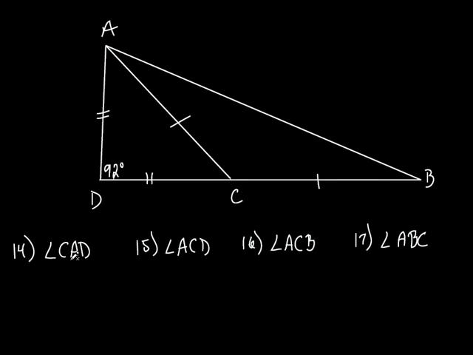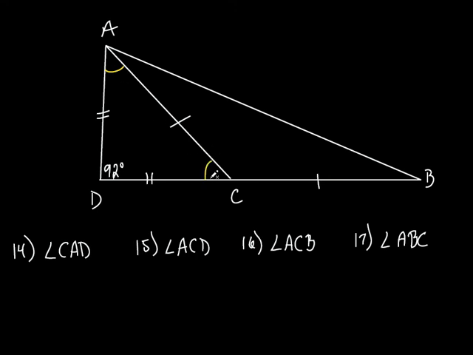First thing is angle CAD. Angle CAD. That's this little tiny one up here. That one right there. CAD. So look what we have. This is 92. You've got these two sides equal to each other. So what must be true about this angle right here and this angle right here? They have to equal each other.